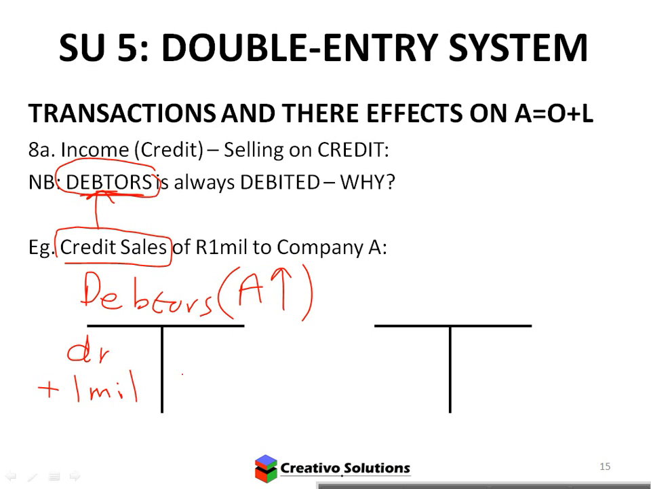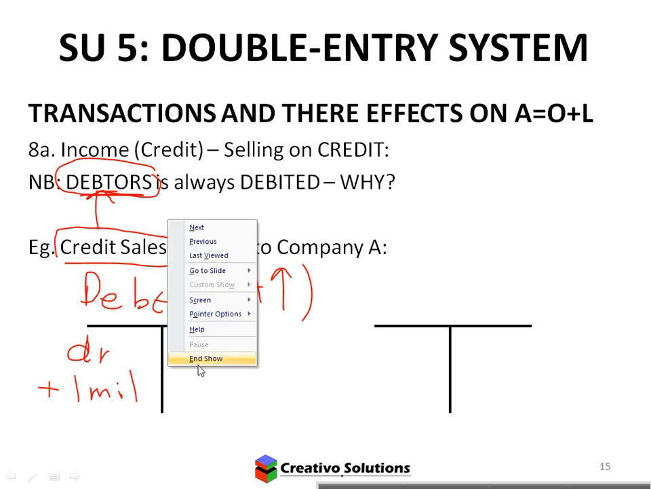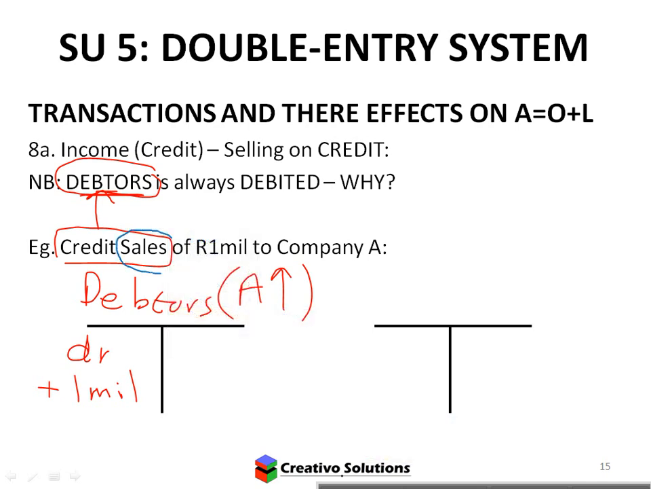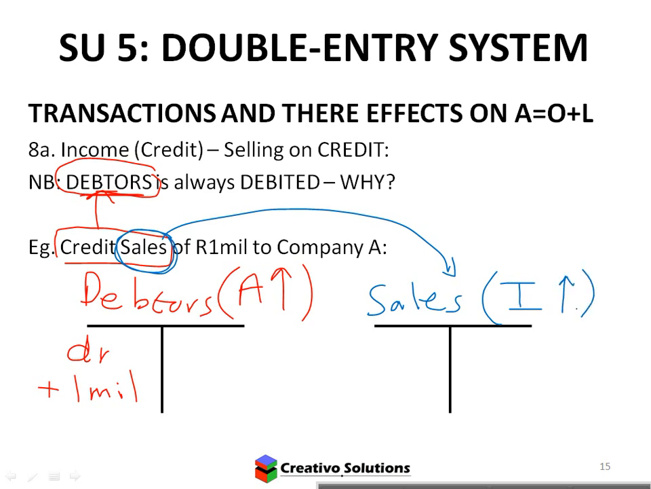Why did I have debtors? It's because I sold. You need two sides to the transaction. So the sales part, this bit over here, is going to be the other side of the transaction. What type of account is sales? It's an income. It's an increase in benefit. If I sell something, I get something. If sales is an income, it's going up because I'm selling.